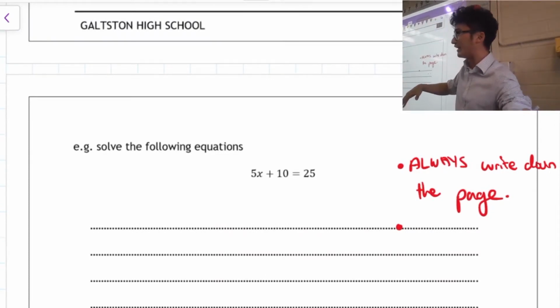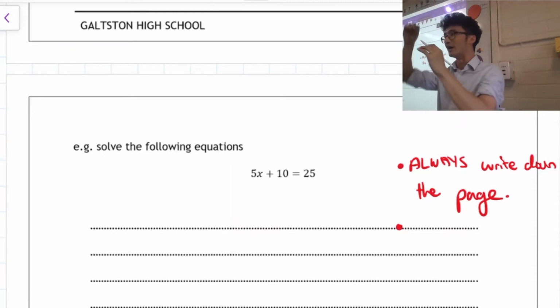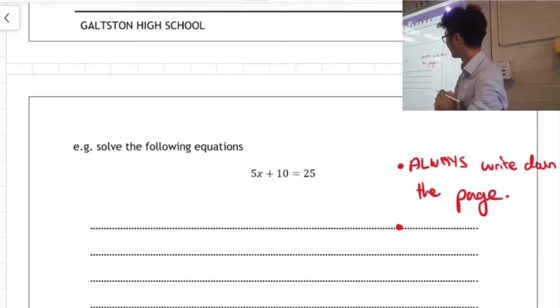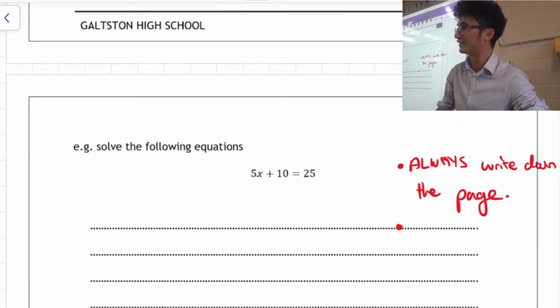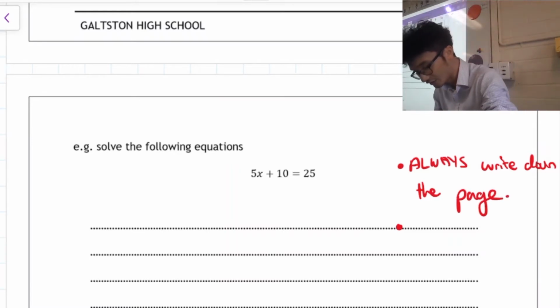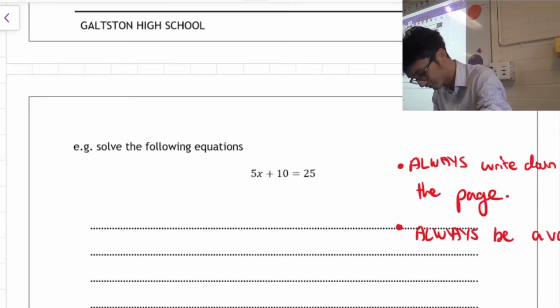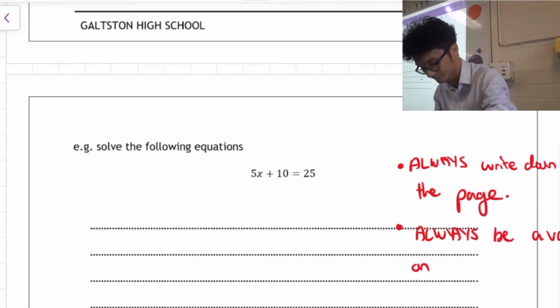So always write down the page. So you should always have that equal sign going down the page like that, okay? The next thing is, there should always be a variable on one of the sides.